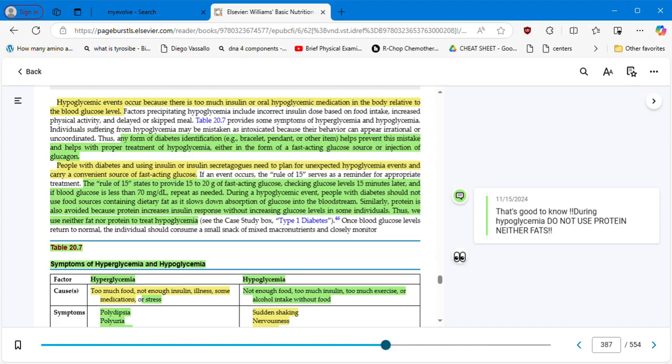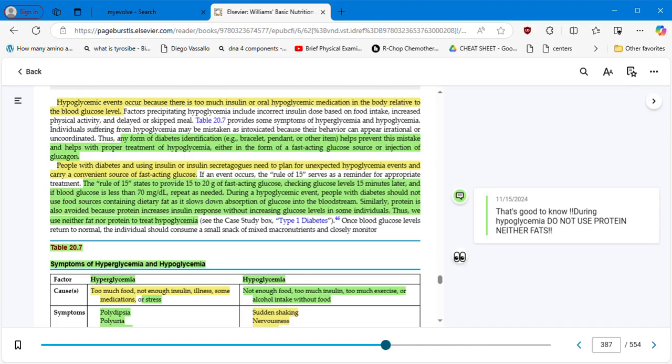The rule of 15 states to provide 15 to 20 grams of fast-acting glucose, check the glucose level 15 minutes later, and if blood glucose is less than 70, repeat as needed. During a hypoglycemic event, people with diabetes should not use food sources containing fat, as it slows down the absorption of glucose into the bloodstream. So in case of hypoglycemia, don't give fatty snacks because this slows down the absorption of glucose.